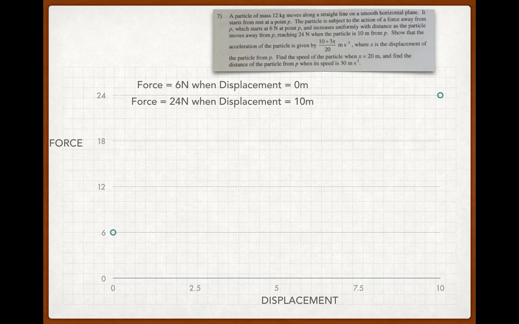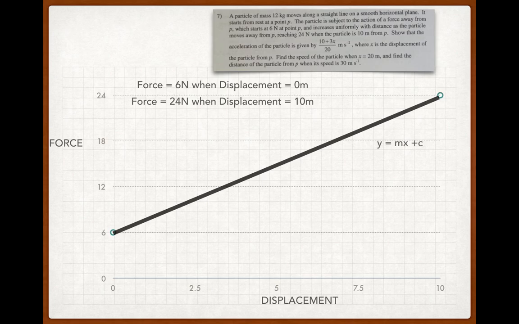We want to show that that formula is indeed true for the acceleration. So I've plotted my 2 points on the graph. I draw a line through them. I apply whatever equation of the line formula you use. I know the c value is where it cuts the y-axis, so that's equal to 6. And I've calculated the slope as well to be 18 over 20.